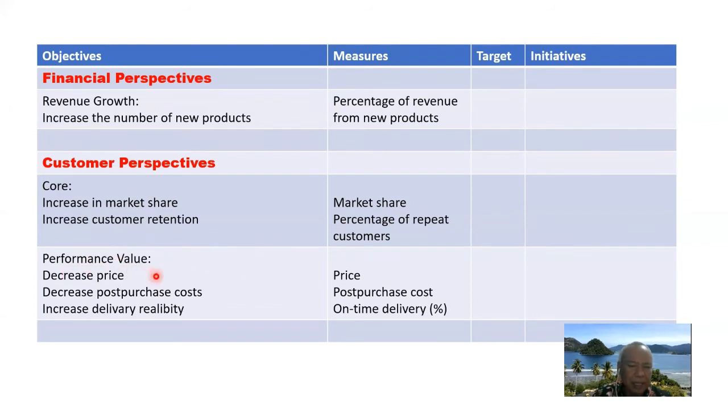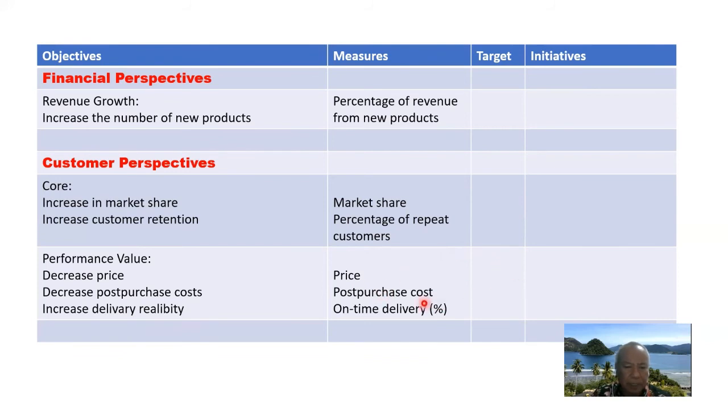And then the performance value. Actually, this is when the customer is, for example, satisfied. Why is the customer satisfied? Because our price is lower than our competitors, or because our post purchase cost is lower than our competitors, or maybe because of the delivery reliability. So the measure in this case is the decrease in price. So the target, how many percent we should decrease our price in order to be more competitive.